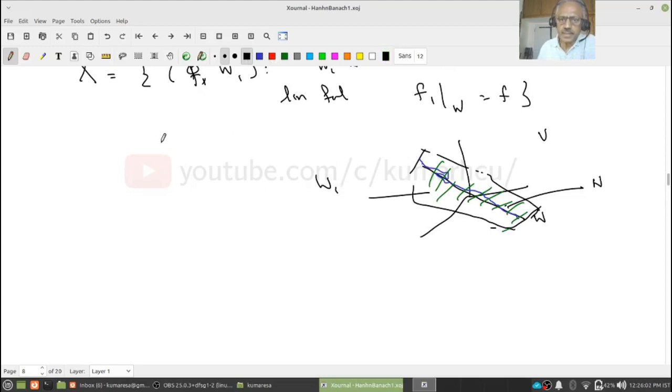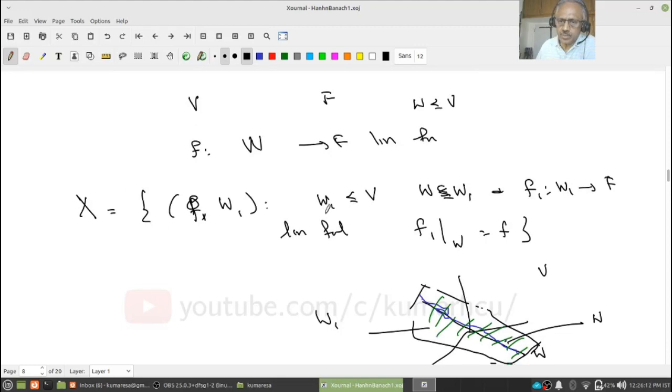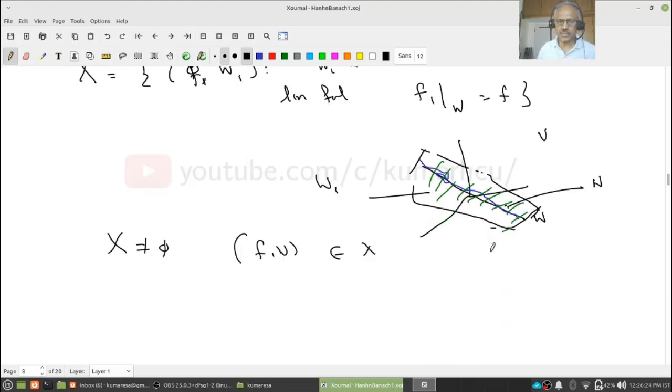All right, so this set X is not empty. Why? Because my (F, W) already lies there. Check that, because W is less than or equal to W, that is, W is contained in W, and F is a linear function from W to F, and restricted to W it is F. Absolutely no problem, right? Therefore this is non-empty.